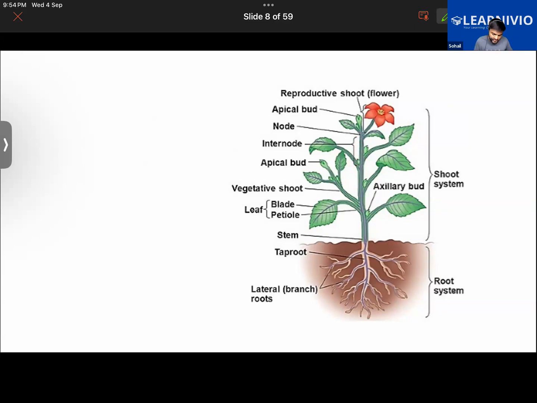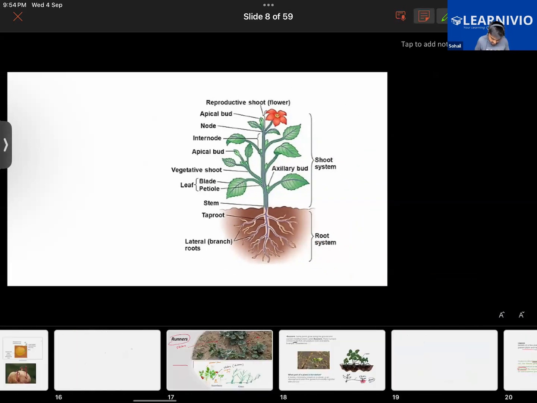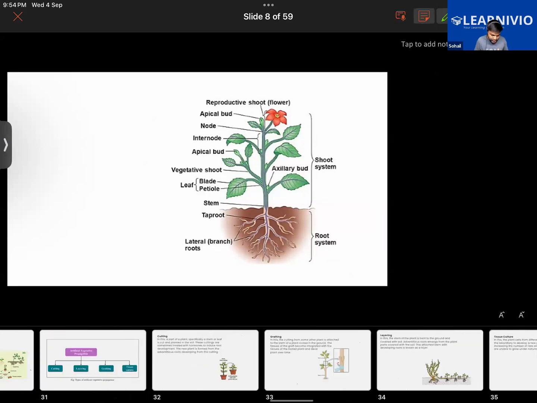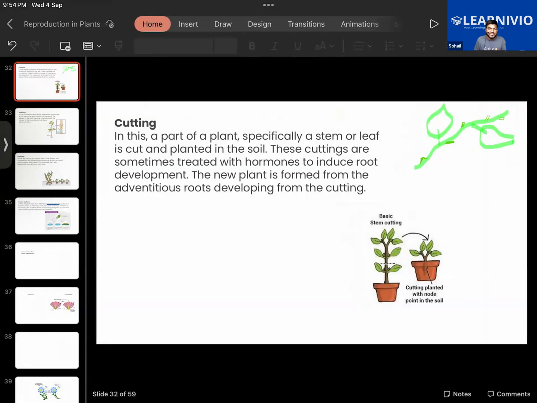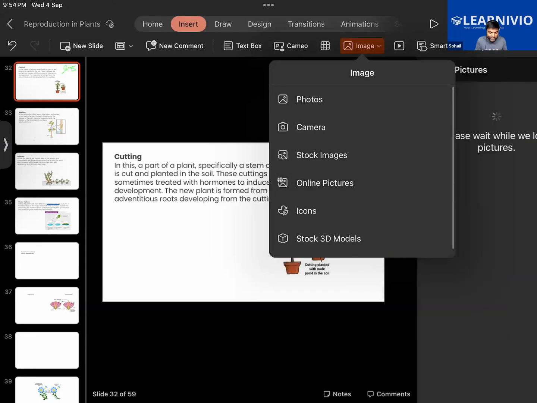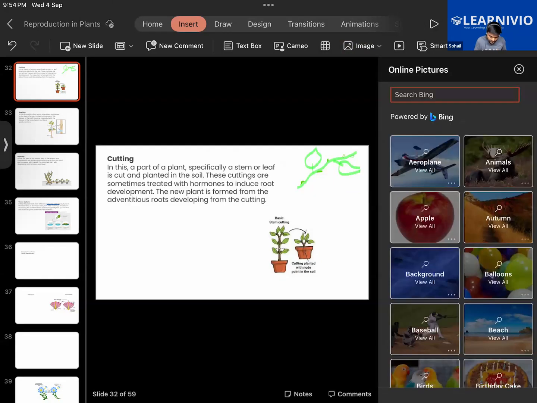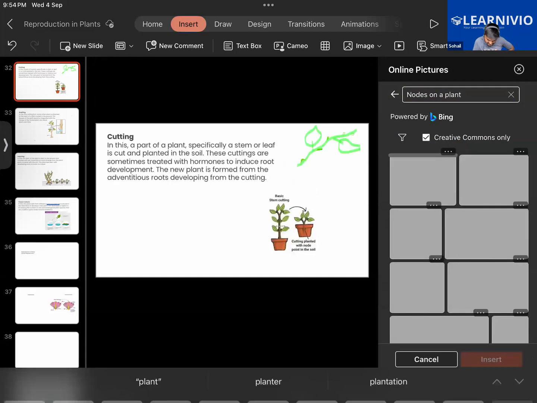Just allow me to take one image, a very clear image that will clear what I'm talking about, because we can do cutting with a stem in which nodes will be present. Okay, now while the cutting method of artificial vegetative propagation is used, it is important that nodes should be present on the stem. Okay, now, nodes on a plant stem.